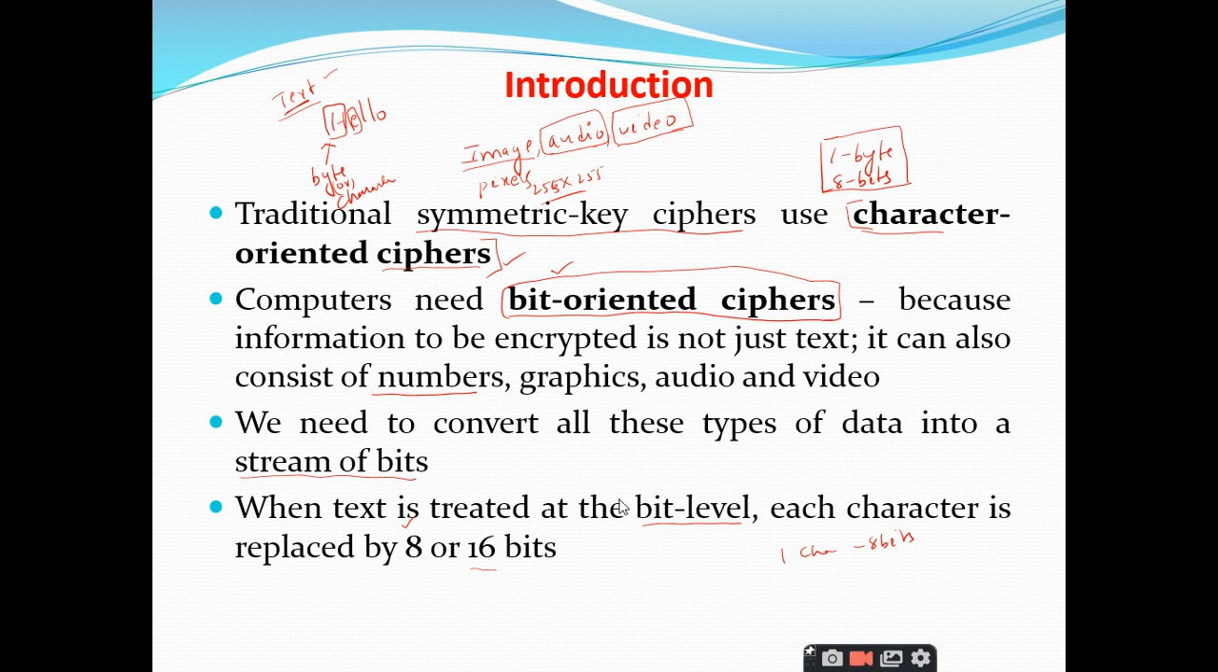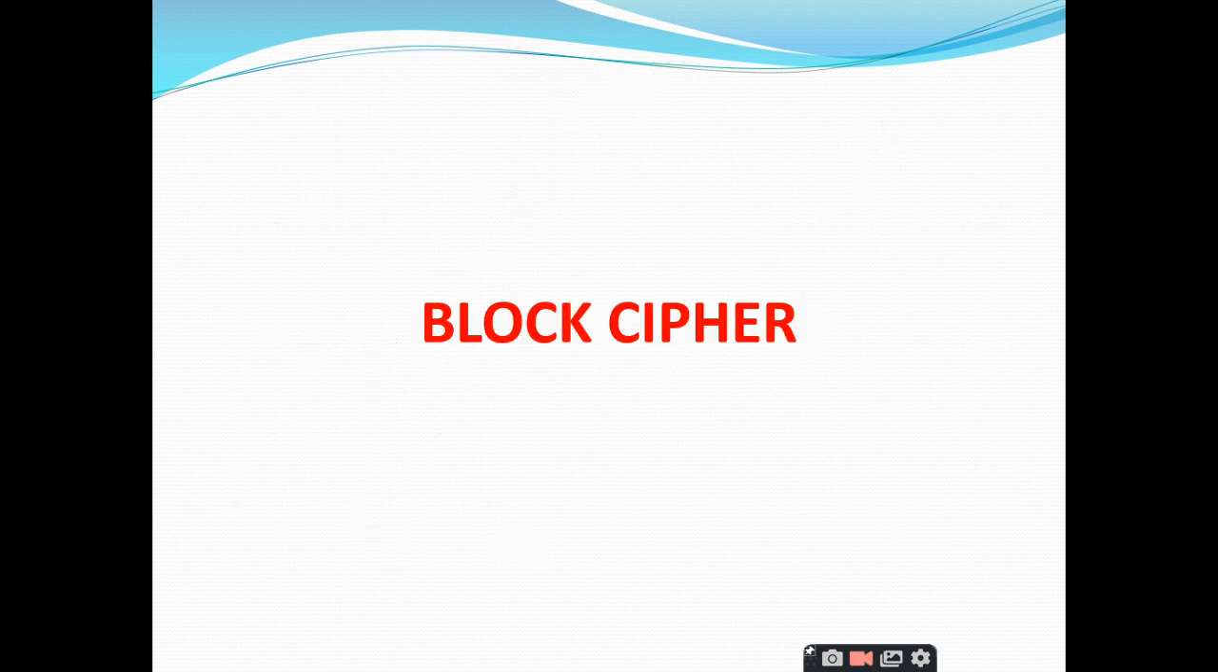So this is the difference between character oriented ciphers and bit oriented ciphers. Traditional symmetric ciphers deal with character oriented ciphers, but when you are dealing with computers, we need everything in terms of bits. Therefore we need bit oriented ciphers, right? So this is just the introduction to what character oriented ciphers and bit oriented ciphers are.